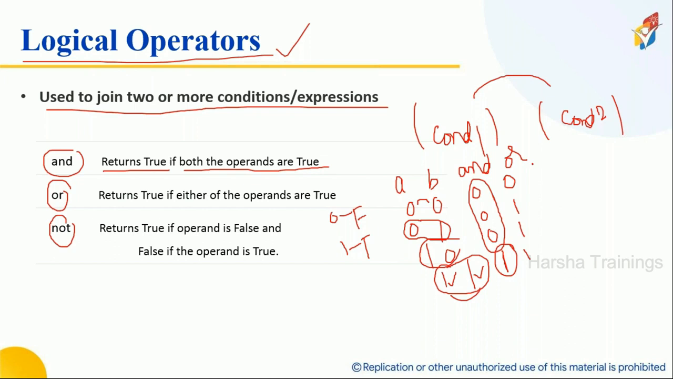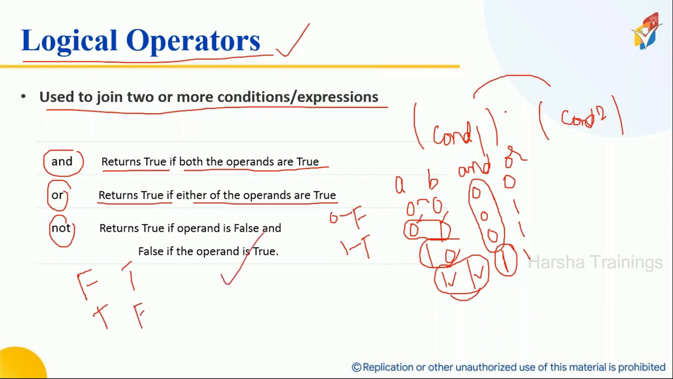The OR operator returns true if either of the operands is true. Either this operand or this operand is true, and the return value is true. Now, NOT means: if you give input as false, output will be true. If you give input as true, output will be false. This is called the NOT operator.